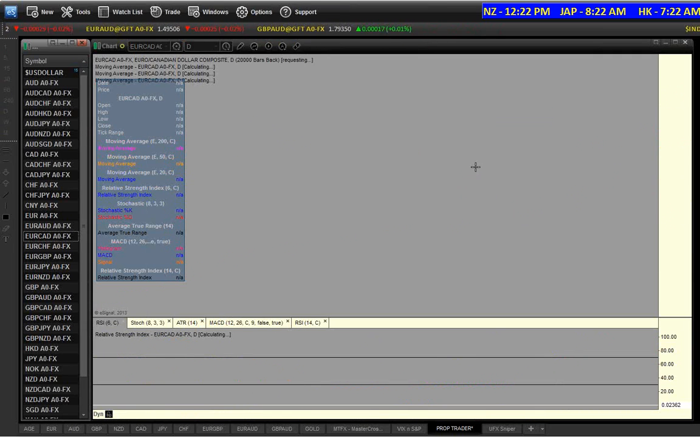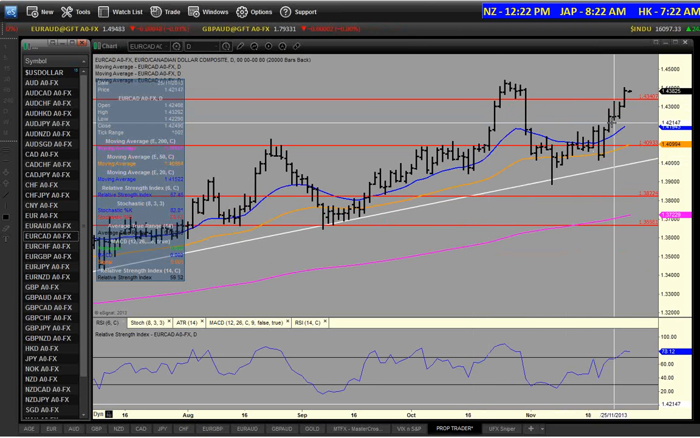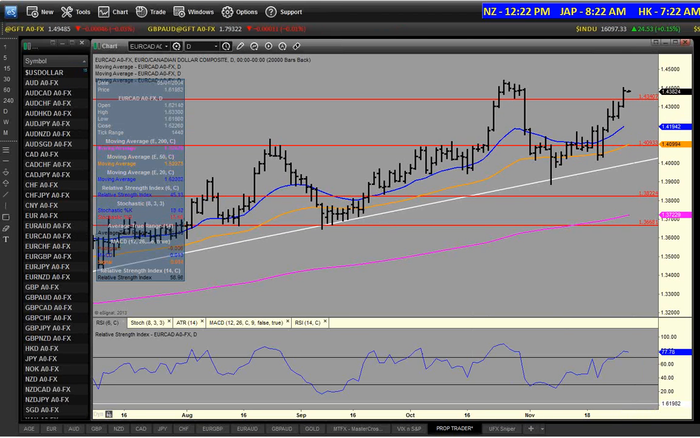Euro CAD. This is the one you again. What have we got? Quite a strong horizontal level here.